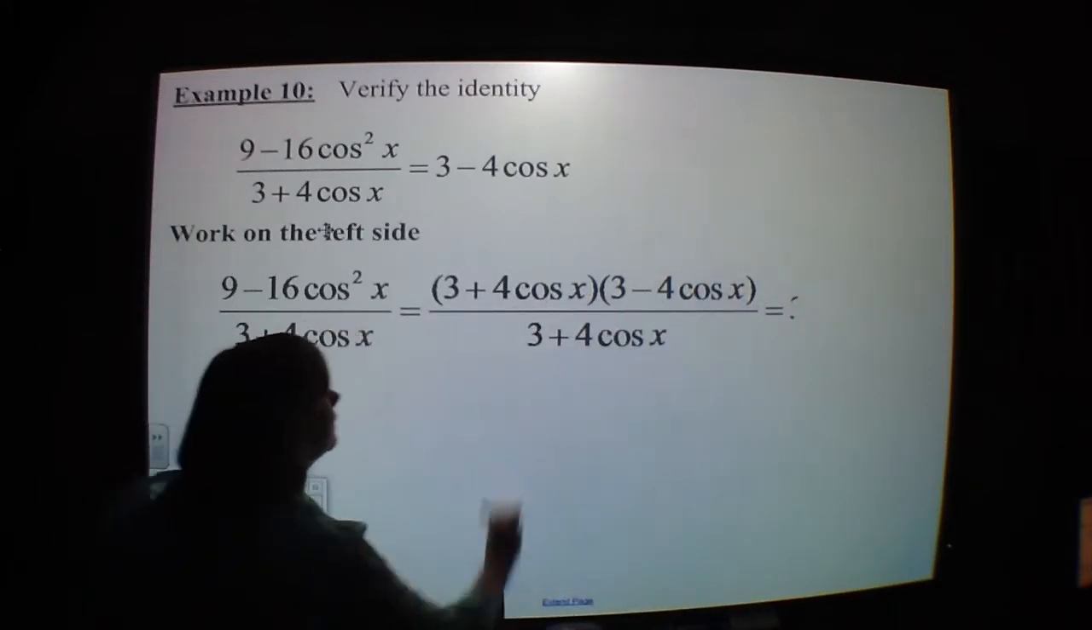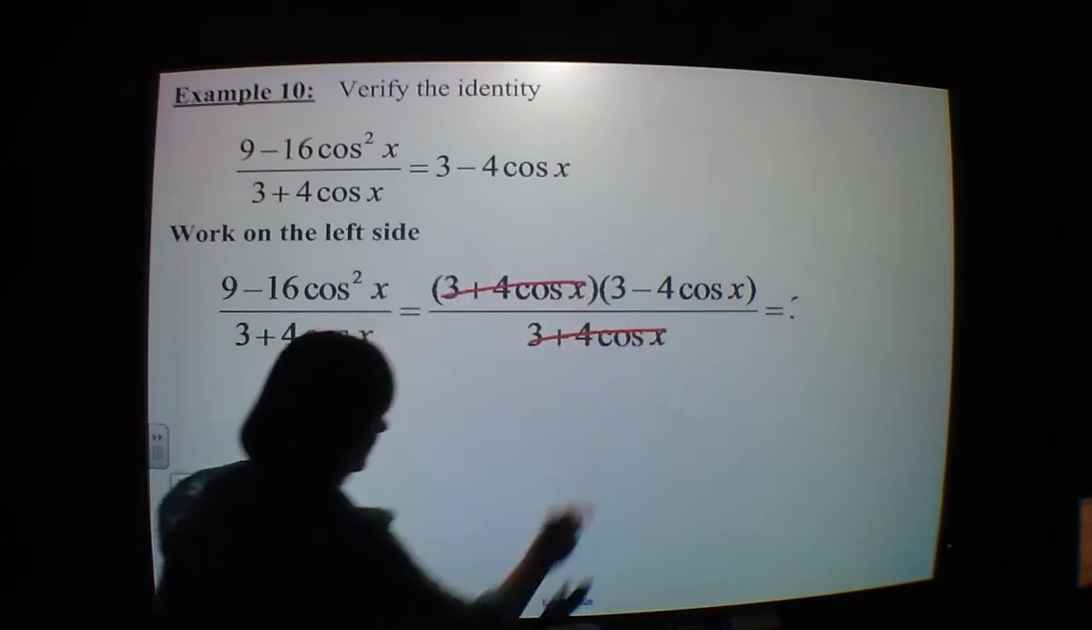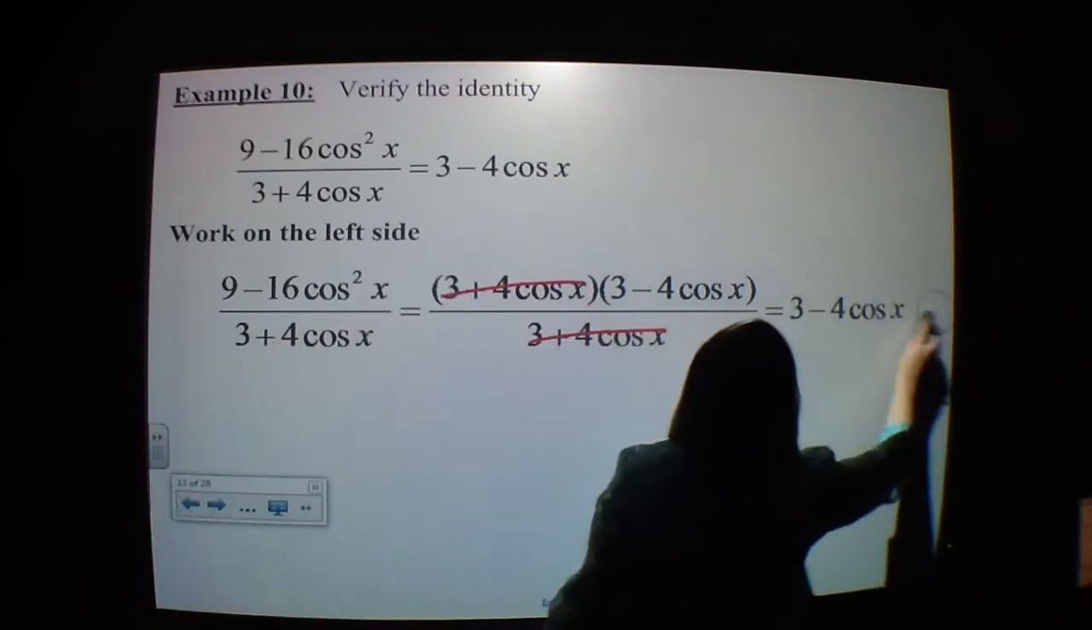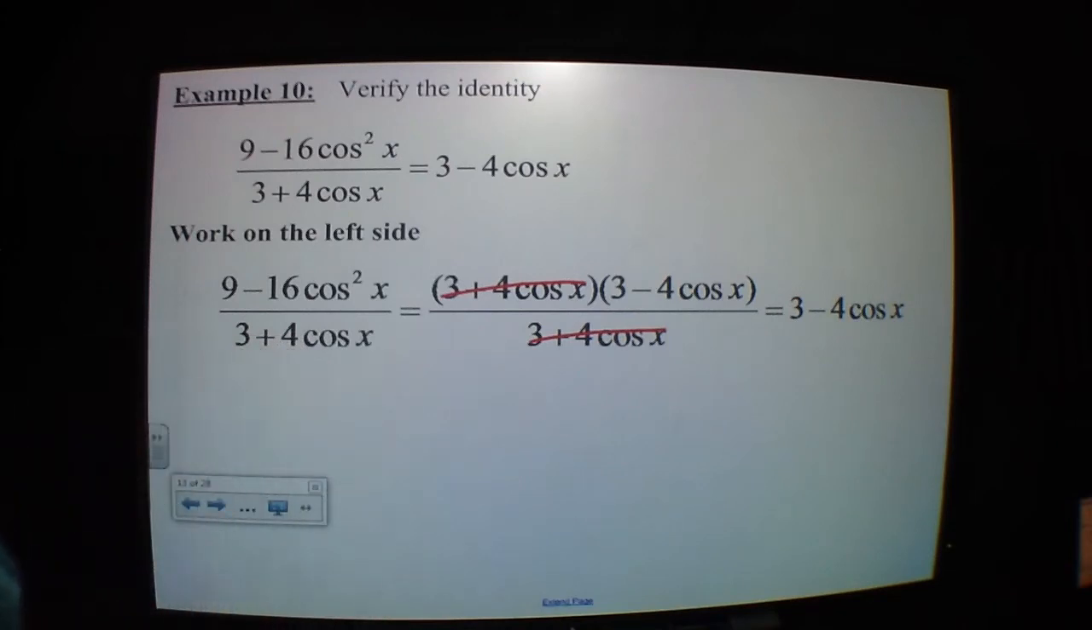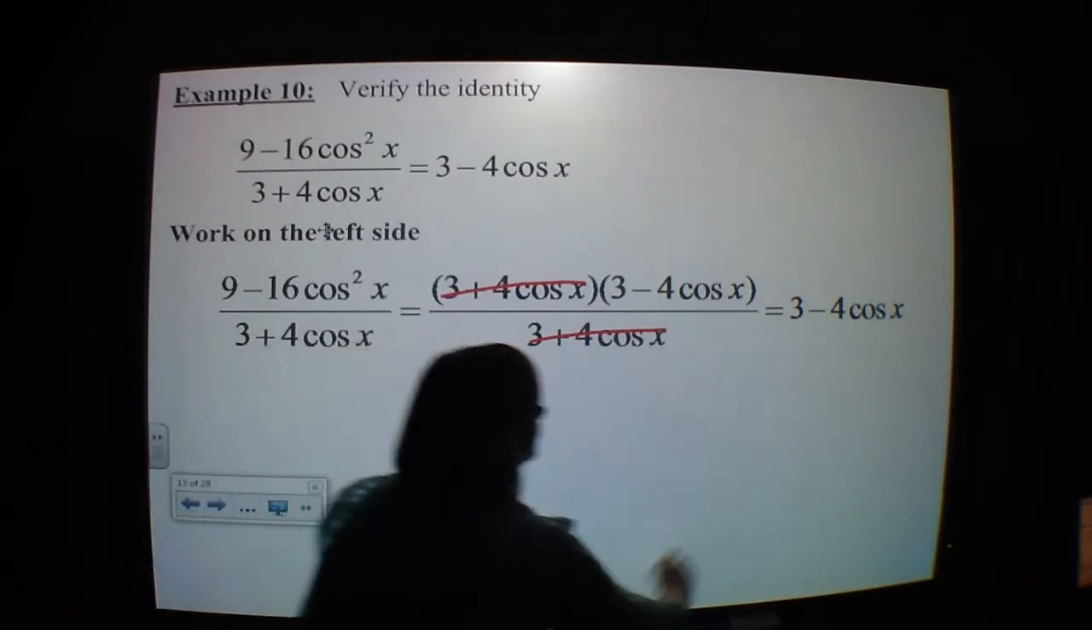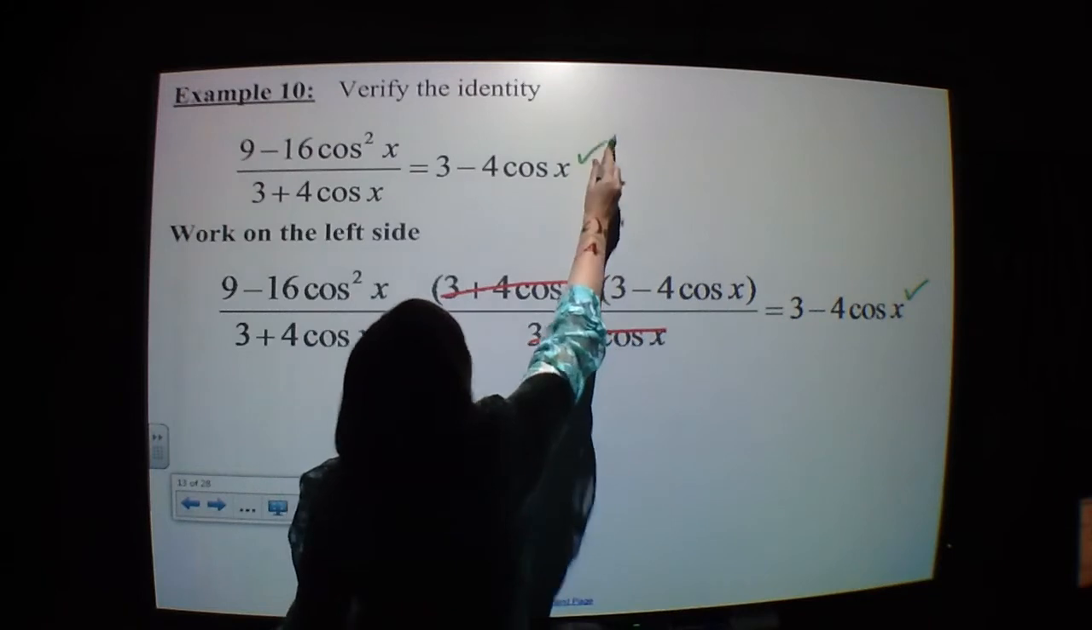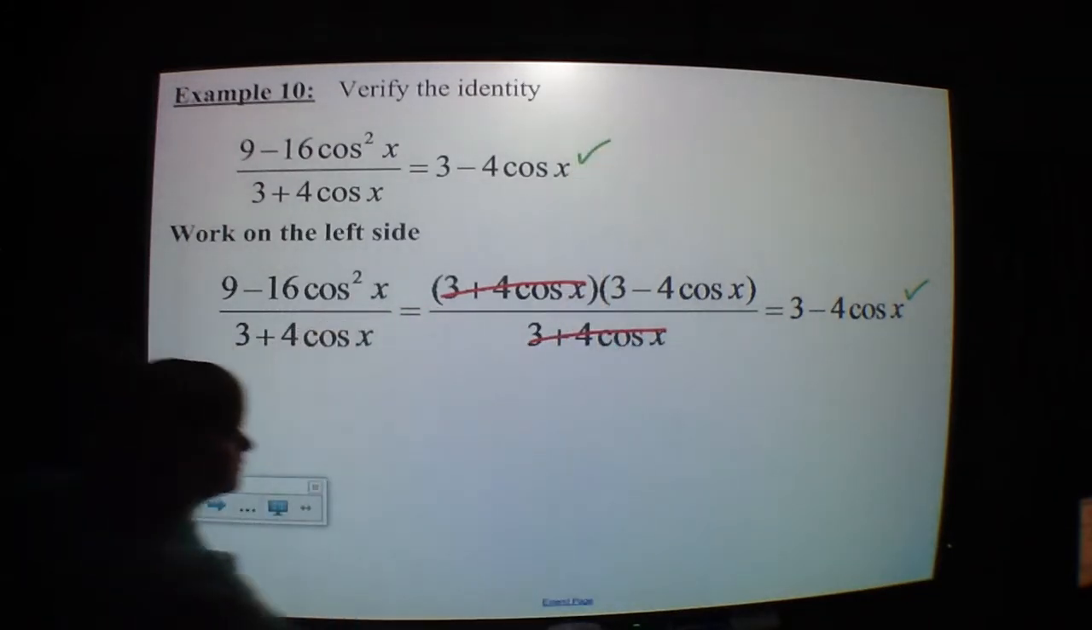And then those cancel, and I'm where I need to be. 3 minus 4 cosine of x. Look, same thing. I'm there. You're done.